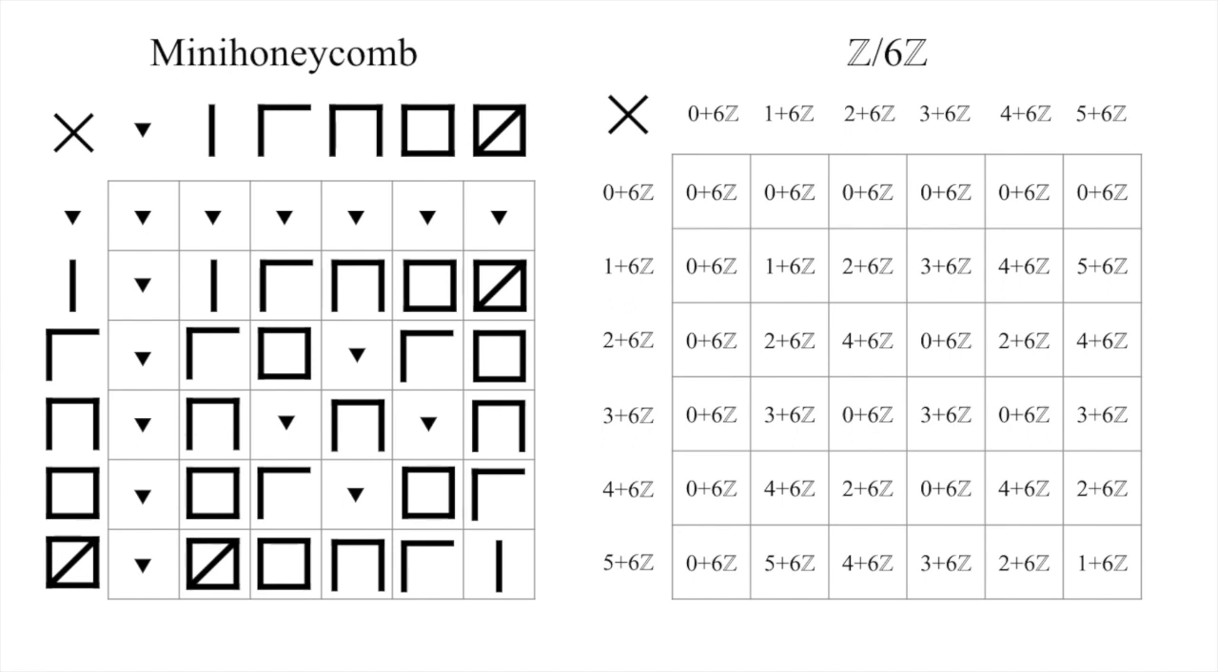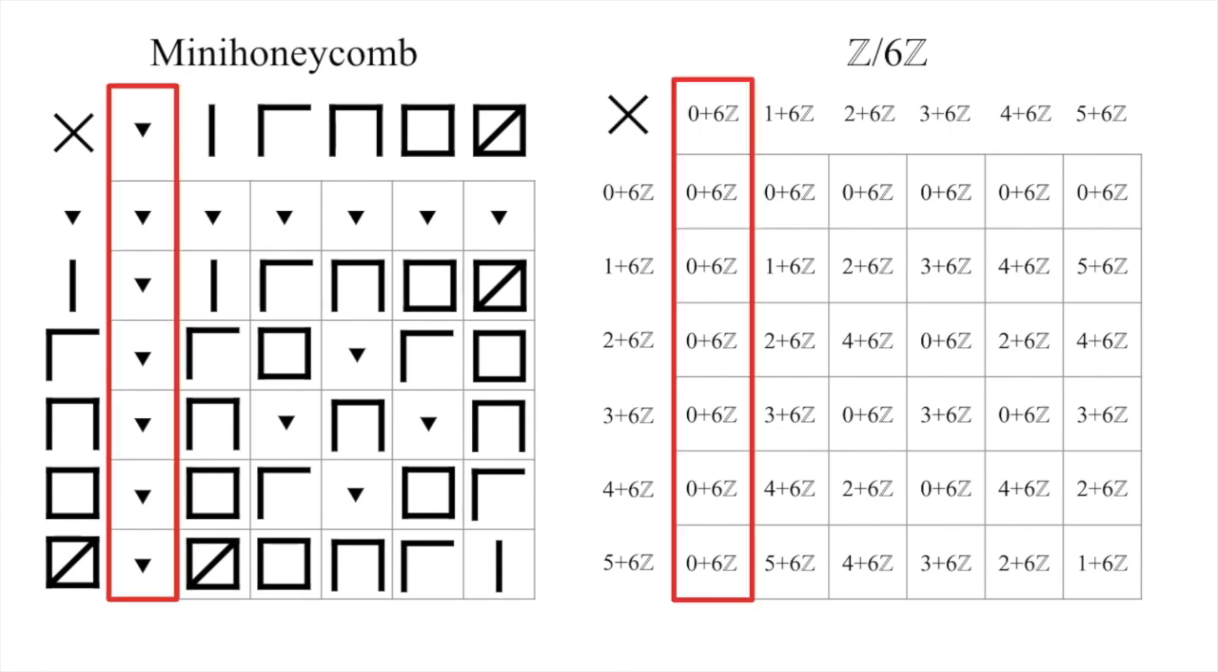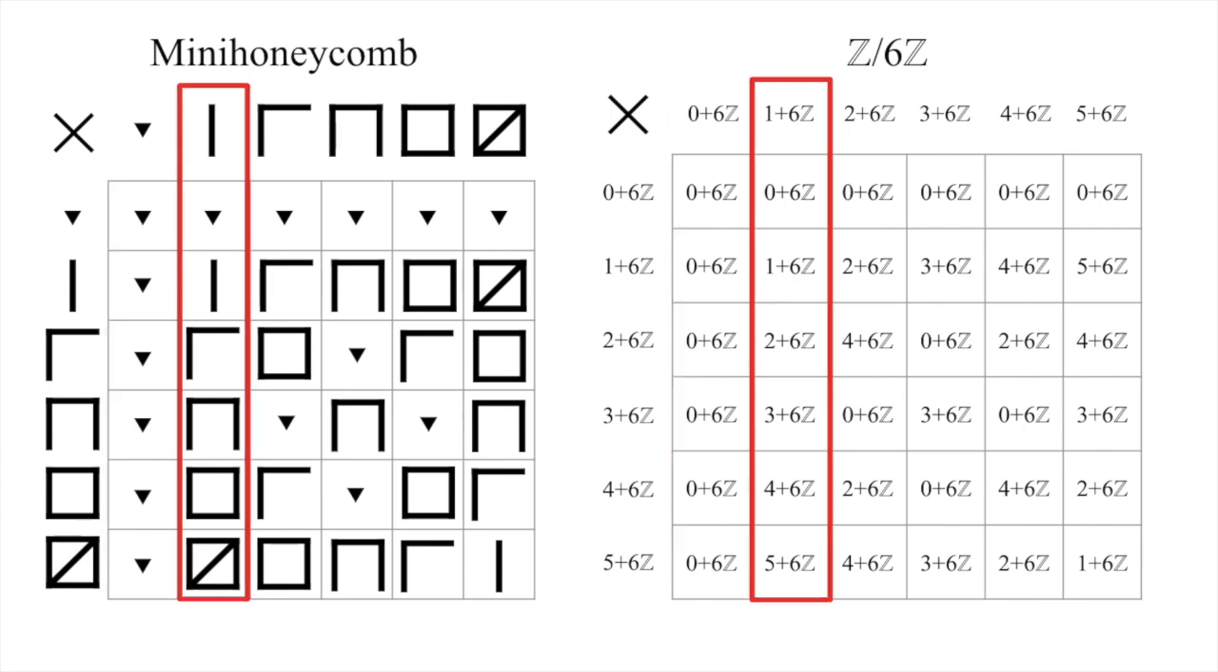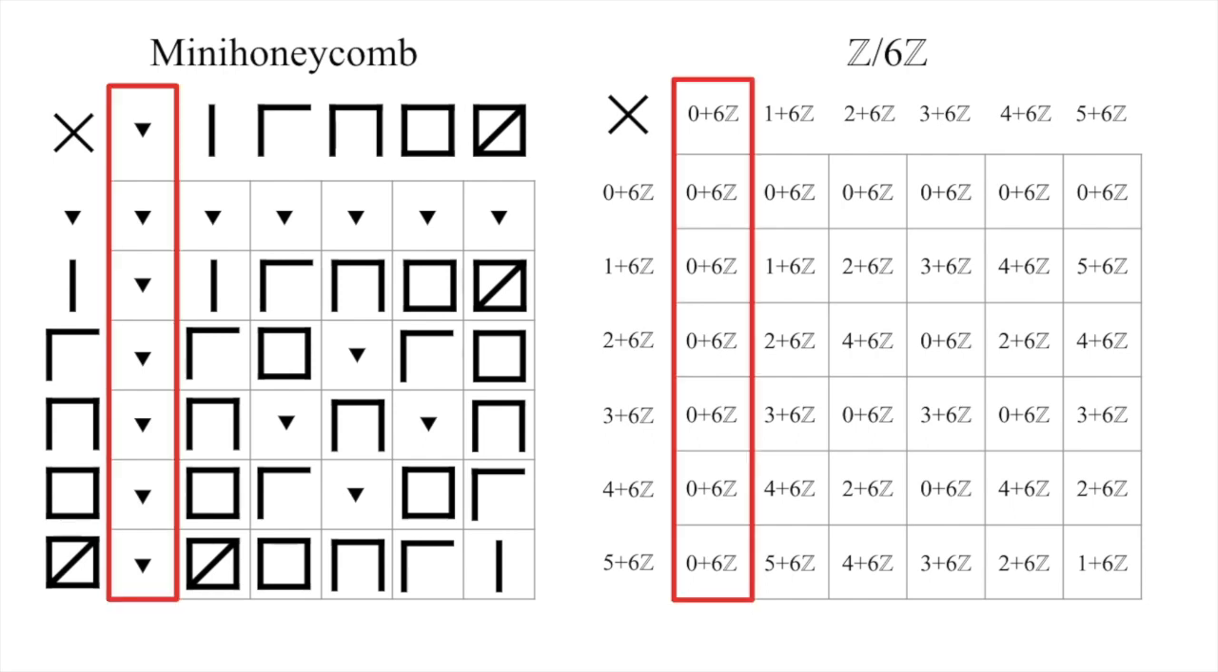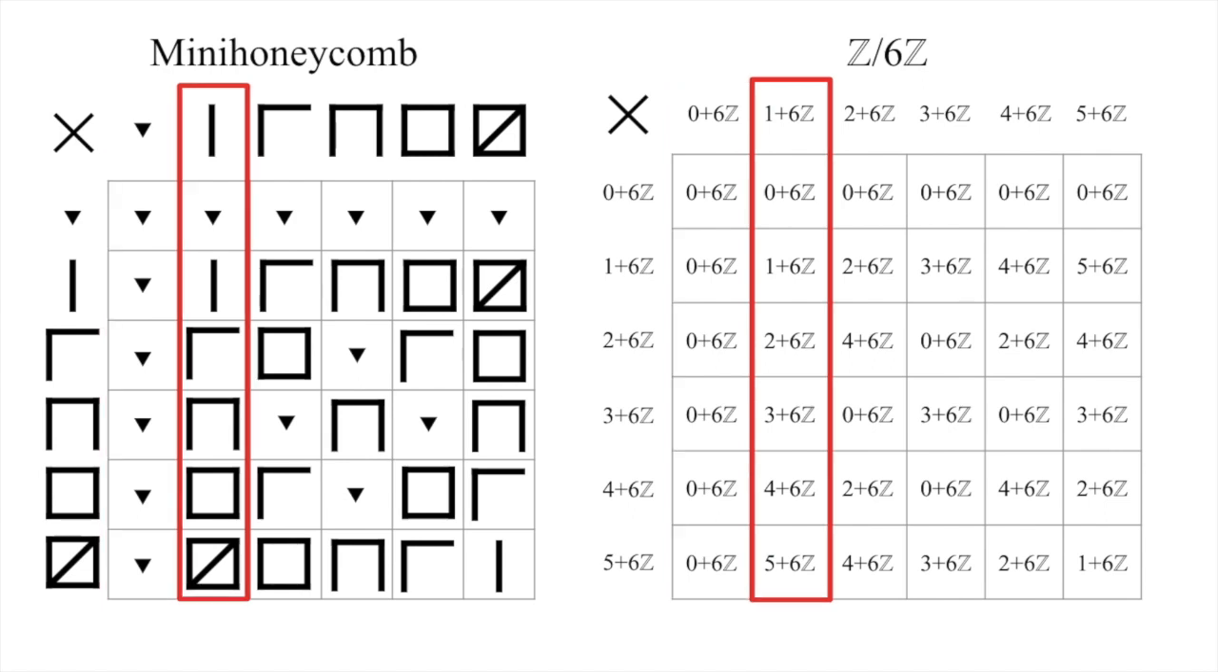Now, while we're here, I want to draw your attention to two special columns. Here, we have an element which equals itself when multiplied by anything. This is called the zero of the ring, and here we have an element which, when multiplied by any other element, equals that other element. This is called the one of the ring. What's important to notice here is that the zero of Minihoneycomb corresponds to the zero of Z mod 6Z, and the one of Minihoneycomb corresponds to the one of Z mod 6Z. This will happen in general. The zeros and the ones always match up like this. Identifying the 0 and the 1 is going to be important soon.